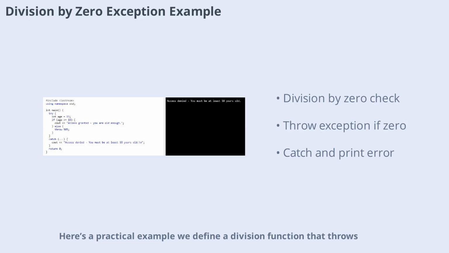We define a division function that throws an exception if the denominator is 0. In main, we try to divide 50 by 0. The division function throws a const char* exception which is caught in the catch block. The program prints an error message instead of crashing, demonstrating safe error handling.